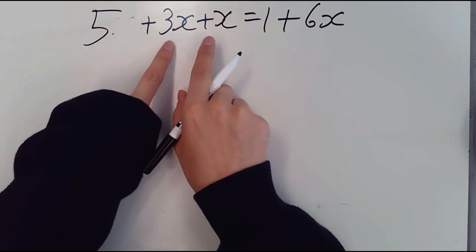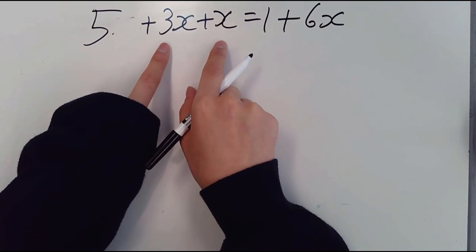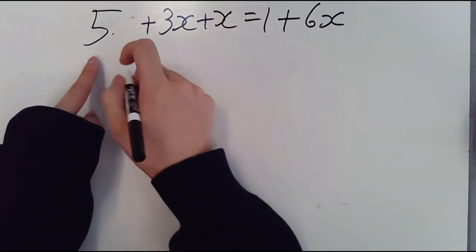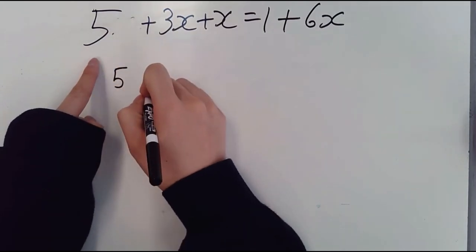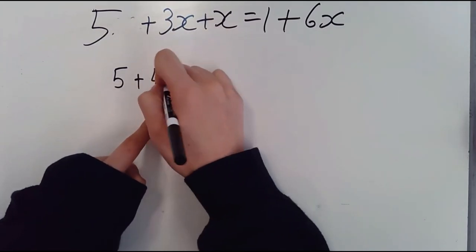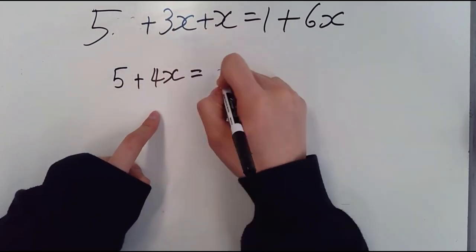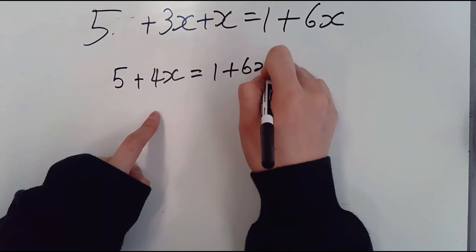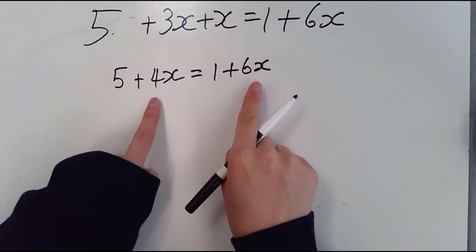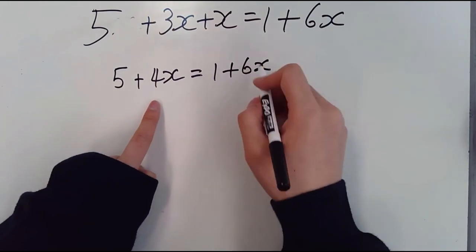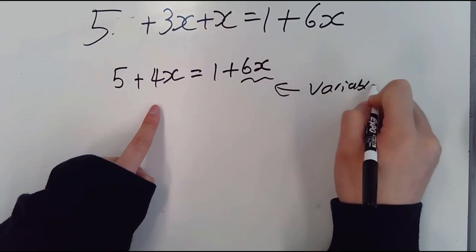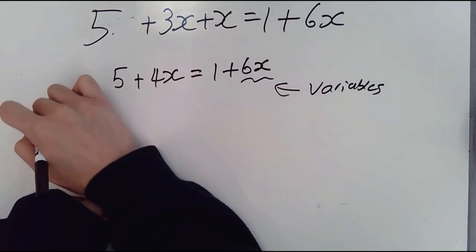So then I'm just going to simply do 3x plus x, which will become 4x. So I'm just going to rewrite this: 5 stays as 5, plus 3x plus x is 4x, and on the right side I have 1 plus 6x. Now, over here I have a bigger x on the right side, so I'm going to choose to have variables on the right side, and on the left side I'm going to have numbers.